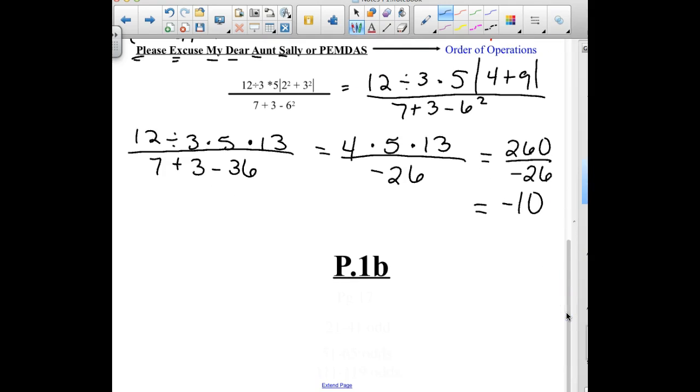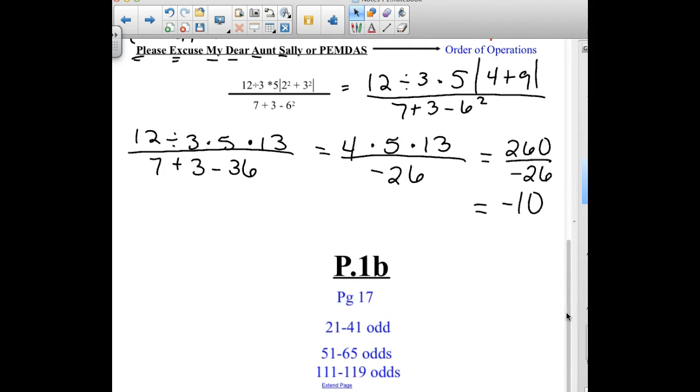All right. Again, if you find things that aren't in these notes that are showing up in your homework assignment, make sure you go back and look at the reading. For day 2 here, we're looking at page 17, 21 to 41 odds, 51 to 65 odds, and 111 to 119 odds. Thank you.